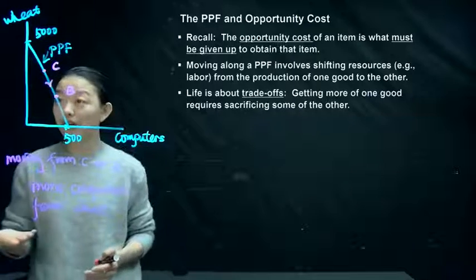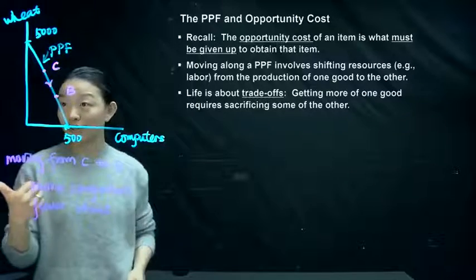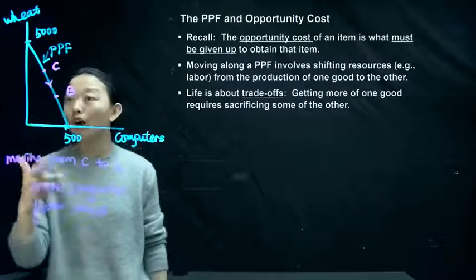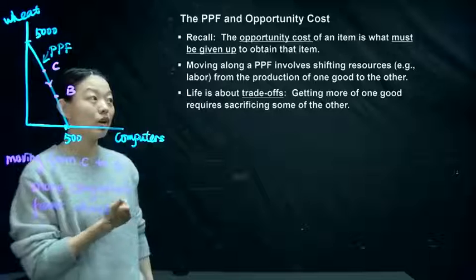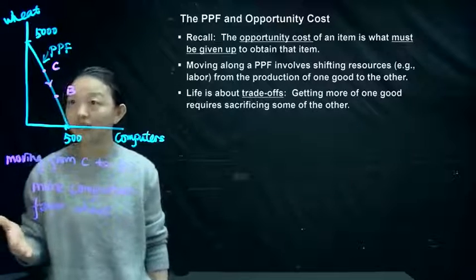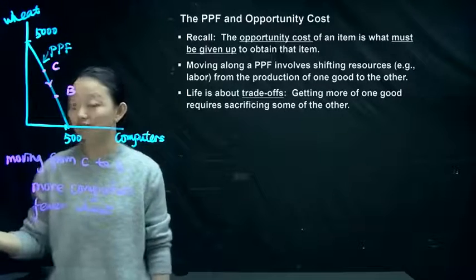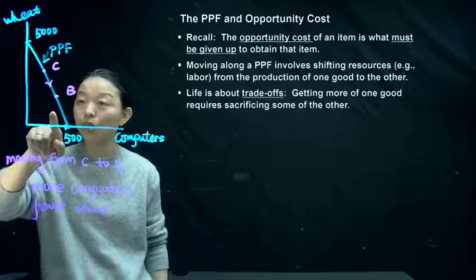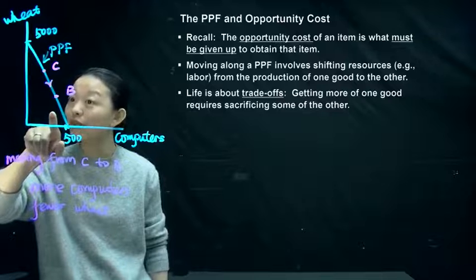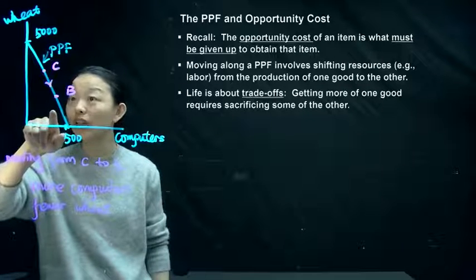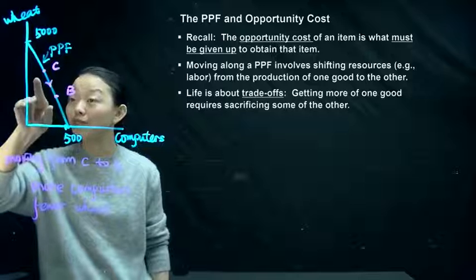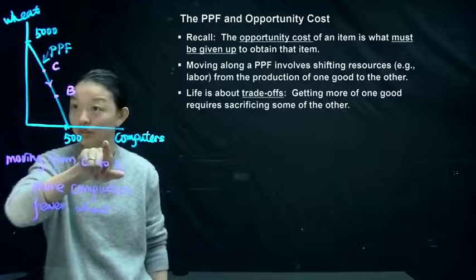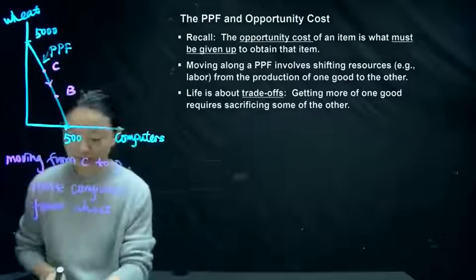Do you still remember we covered these principles in our first chapter? Life is about trade-offs. Getting more of one good requires sacrificing some of other goods. So moving along the PPF, we can have more computers, but we have less wheat, which means we give up the quantity of wheat in order to have more computers.